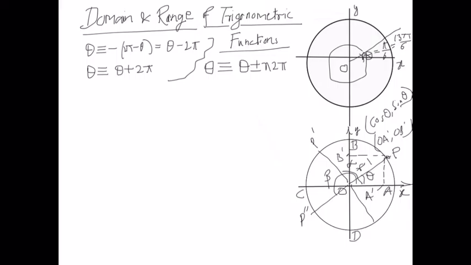And similarly, if there's an angle gamma such that this line segment OP triple prime that it makes from the positive x-axis lies in the fourth quadrant, then cos of gamma would be positive because the projection of OP triple prime on the x-axis is positive, whereas sine of gamma would be negative.